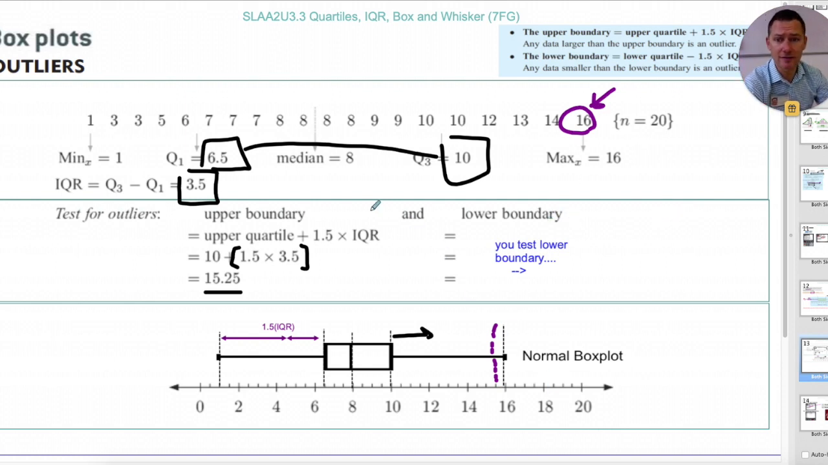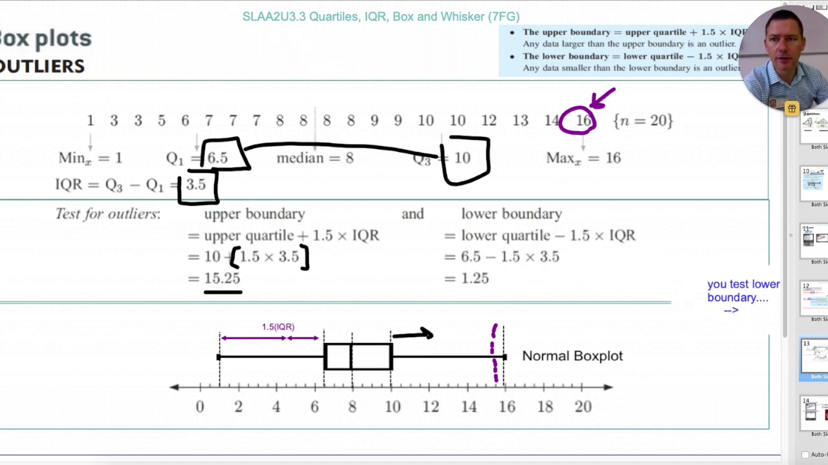Just because it is numerically an outlier doesn't mean that you have to remove it. Test the lower boundary. We do the same thing. We say 1.5 times 3.5. So this is 5.25. So we need anything that's 5.25 away from here. So 1.25. 1.25 is the boundary. So it looks like that might be an outlier too.